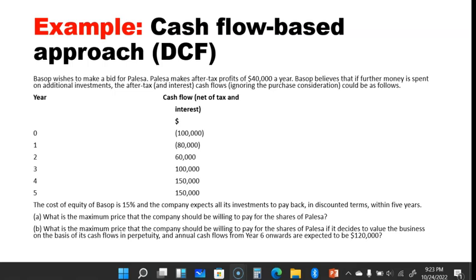Part A, what is the maximum price that the company should be willing to pay for the shares of Palesa? So this is actually a simple NPV question. The maximum price is one which would make the return from the total investment exactly 15% over 5 years, so that the NPV at 15% would be 0. It is suitable to use the cost of equity because the cash flows are after interest.